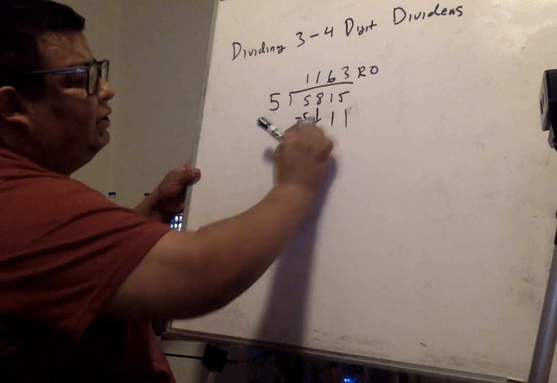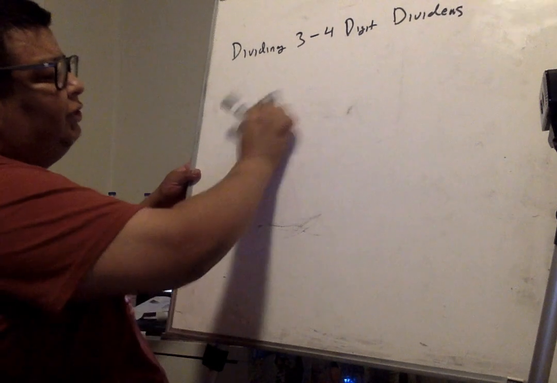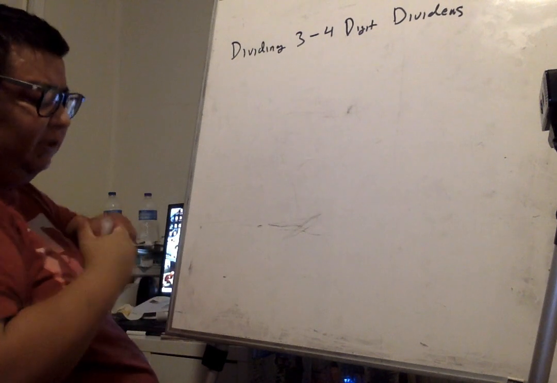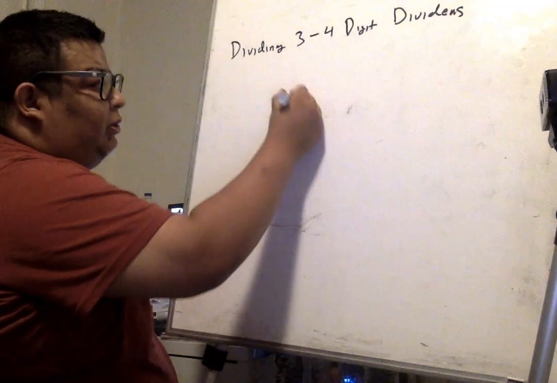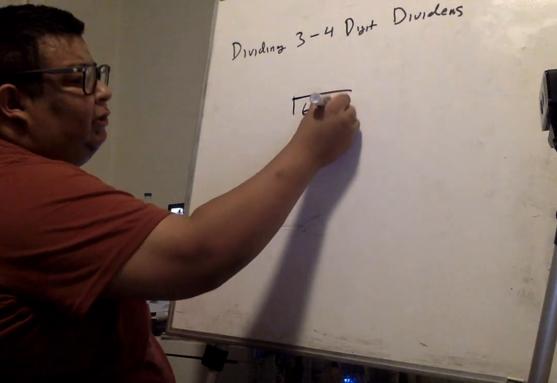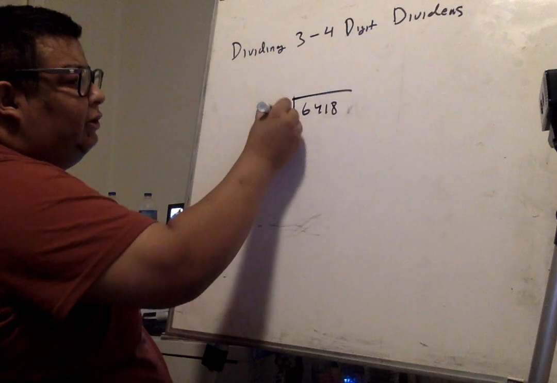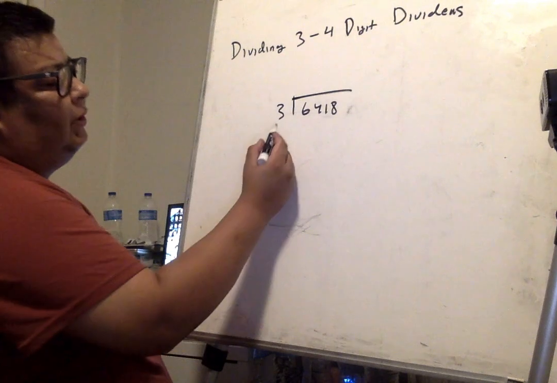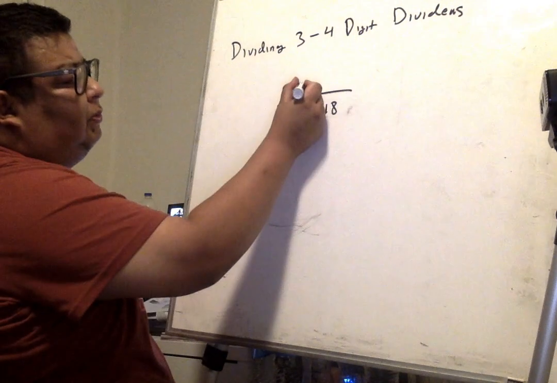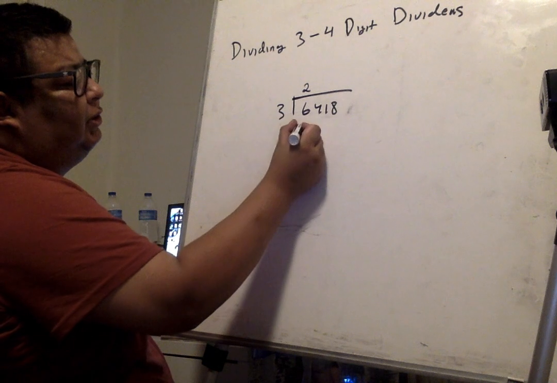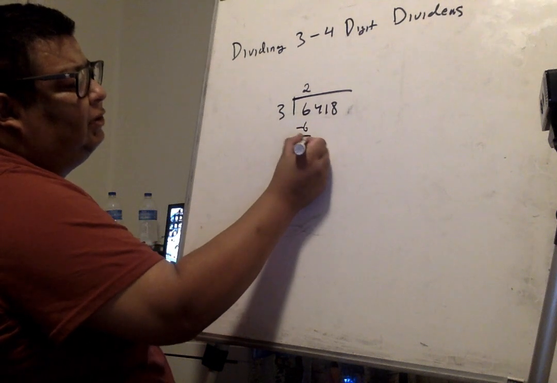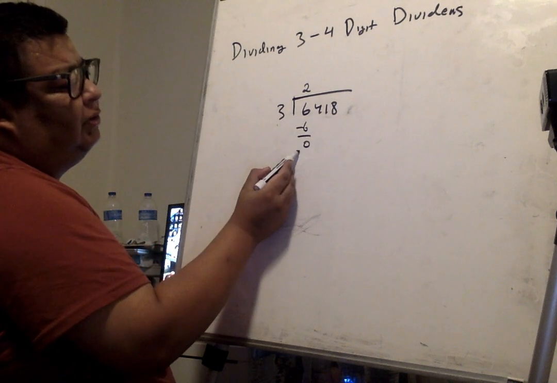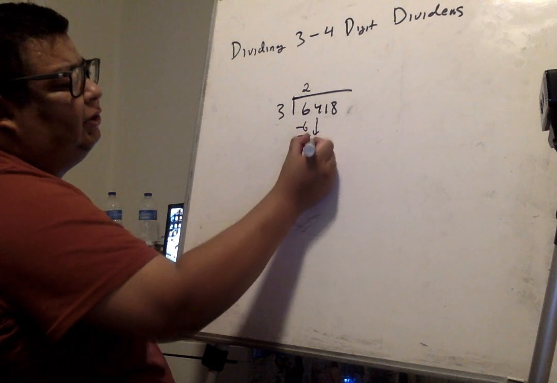Let's go into the last example. It's a 4 digit one, 4 digit dividend. So it would be 64, 18 divided by 3. How many times does 3 goes into 6? 2 times. 2 times 3, 6. 6 minus 6, 0. Does 3 goes into 0? No. So we bring down another digit.